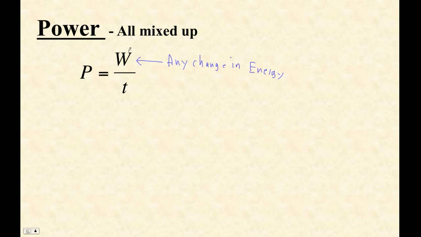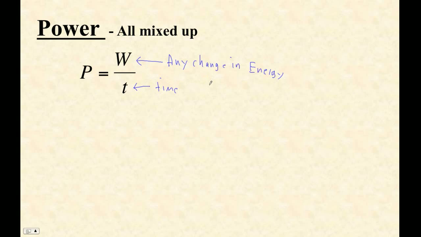We've already solved one where this work ended up being the mgh, right? The change in potential energy. It could also be a change in kinetic energy. It could be, and we'll do an example of this, any combination, any total change. It could be the difference in the kinetic and potential. And then this is just the time it takes.